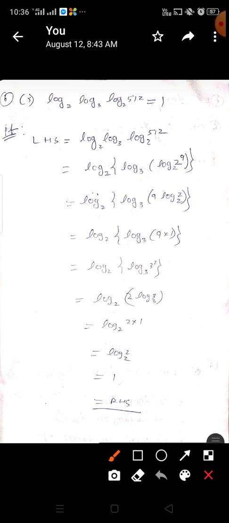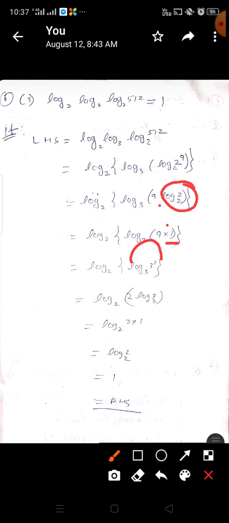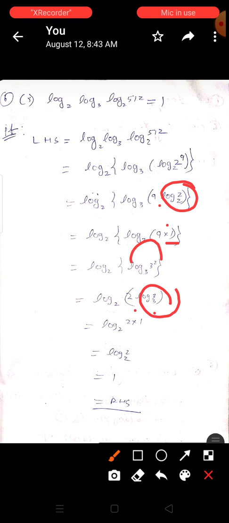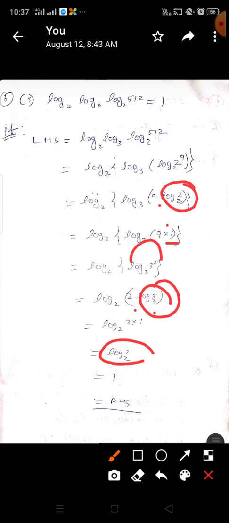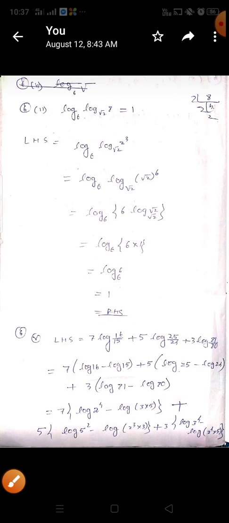Next one is similar. It is 512. 512 means 2 to the power 9. The 9 will come to this side. The log of 2 base 2 is 1. So log of 3 into 9 into 1, log of 9. 9 means again 3 square. This 2 will come outside: 2 log 3 base 3. Log of 3 base 3 is 1. So ultimately it will become log of 2 to the base 2. So this is equal to 1, equal to the RHS. This is also the same.